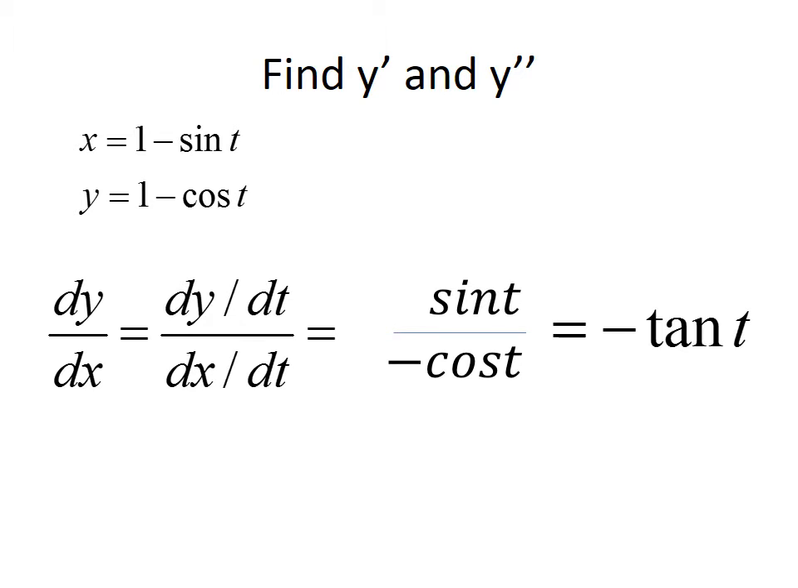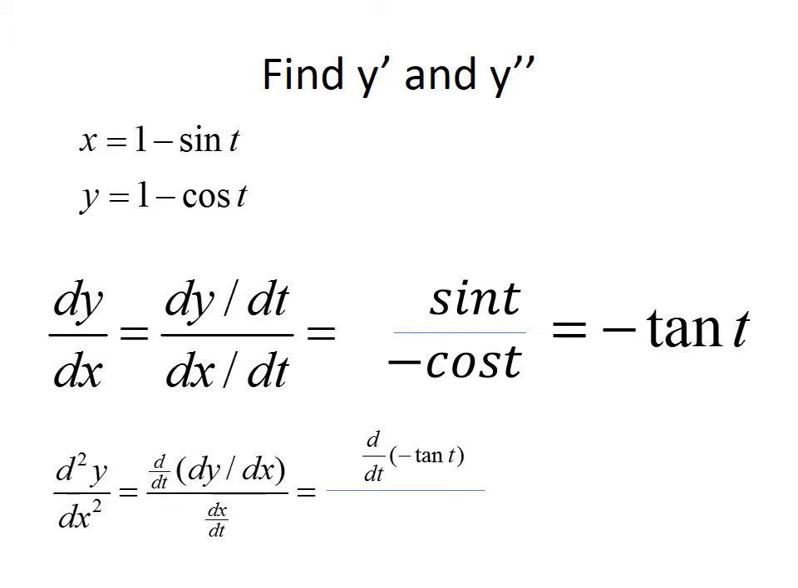That is the slope. Now, to find the second derivative, we take the derivative of the first derivative, divided by dx/dt. So the derivative of negative tan is negative secant squared, and dx/dt remains the same, negative cosine t. We can simplify that to be 1 over cosine to the third of t. I just moved the secant squared down.